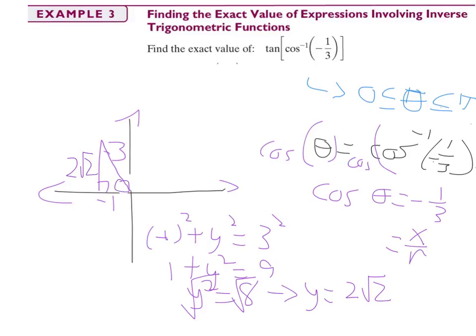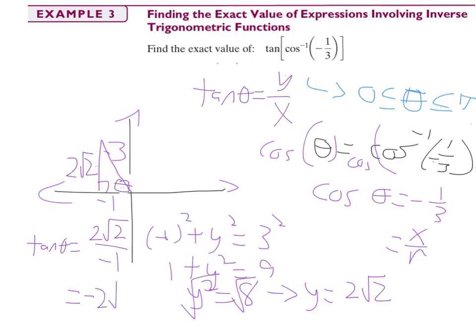So now we can figure out the tangent. Remember, tangent is equal to just y over x. So tangent of theta is equal to the y coordinate, which is 2 times the square root of 2. Or it's equal to the opposite side, which is 2 square root of 2, all over the adjacent side, which is negative 1. So it's equal to negative 2 times the square root of 2.